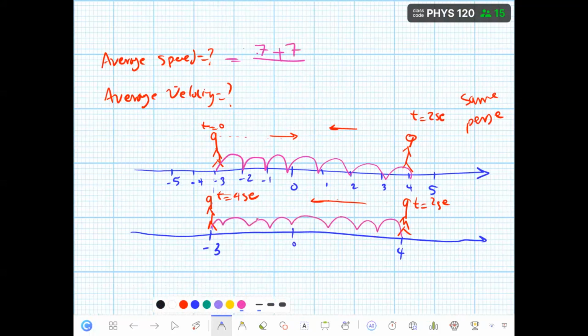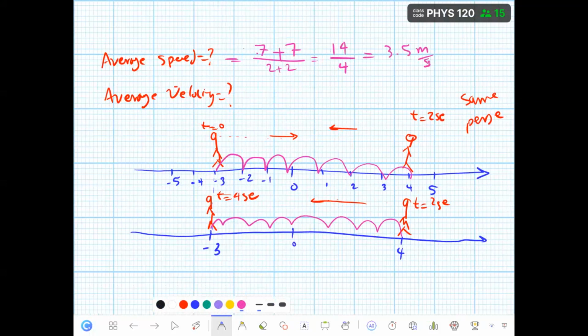How many seconds did it take for him? 2 seconds forward, 2 seconds backward. Okay, so you just write 2 plus 2, or you just say 4 seconds. Okay, 7 plus 7, 14, divided by 4 is gonna be 3.5 meter per second. So it means that this person has 2 motions, yes? One motion to the right, one motion to the left. We add all distance traveled divided by the entire time.